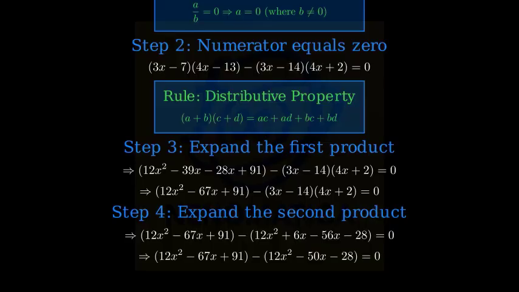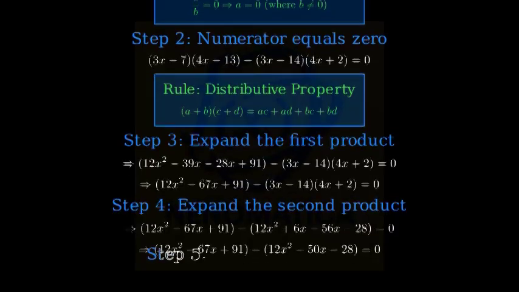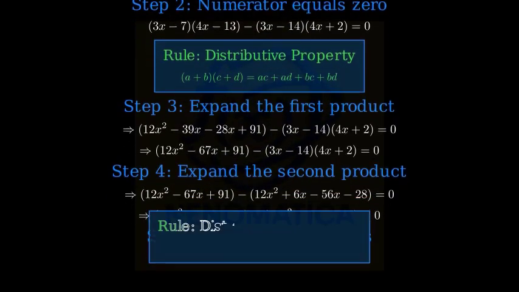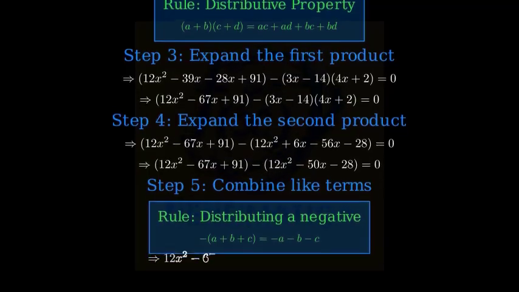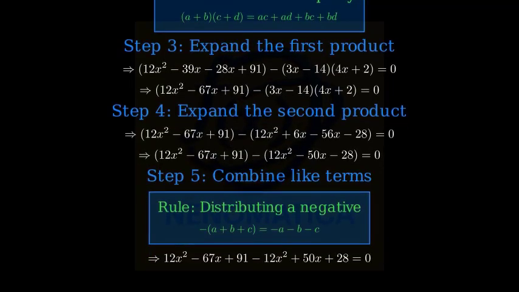Now we can combine like terms. When we combine like terms, the 12x squared terms cancel each other out. We get negative 67x plus 50x plus 91 plus 28, which simplifies to negative 17x plus 119 equals 0.